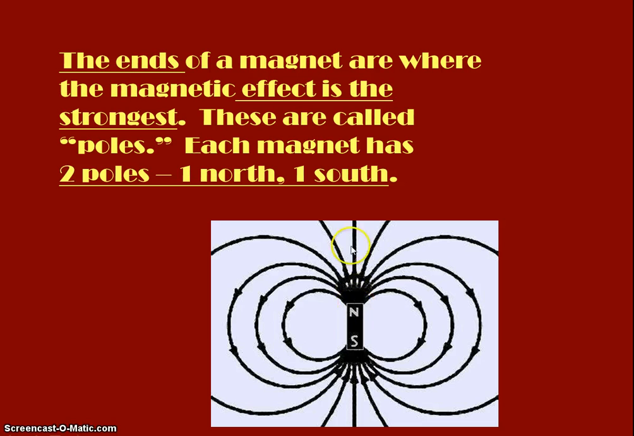So, the ends of a magnet are where the magnetic effect is the strongest. We call the ends of the magnet the poles. Every magnet has two poles, a north and a south. You can see them clearly marked on this illustration.